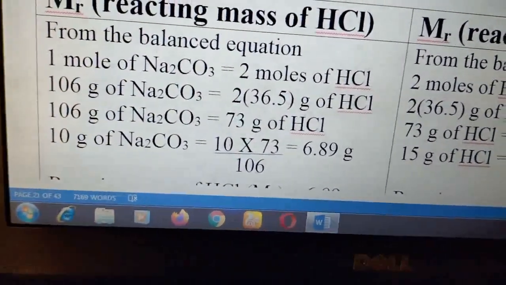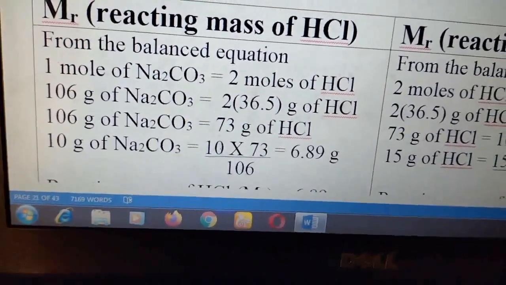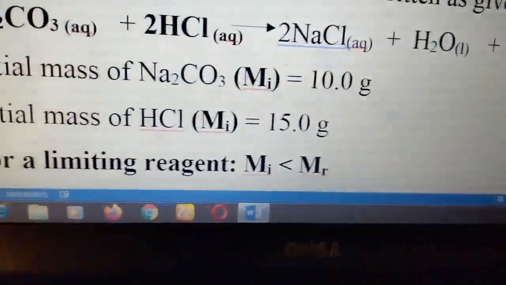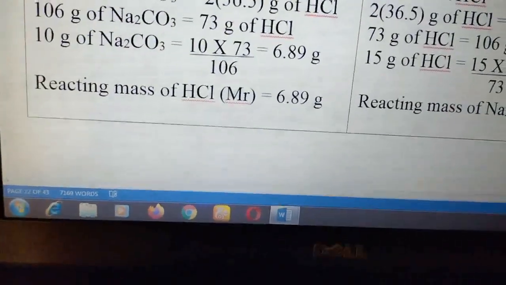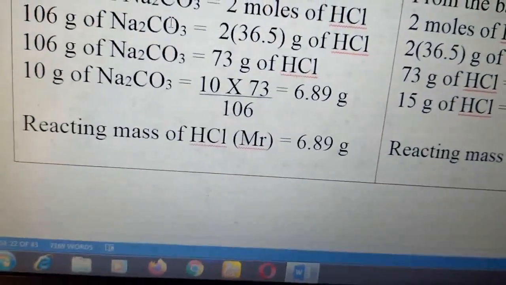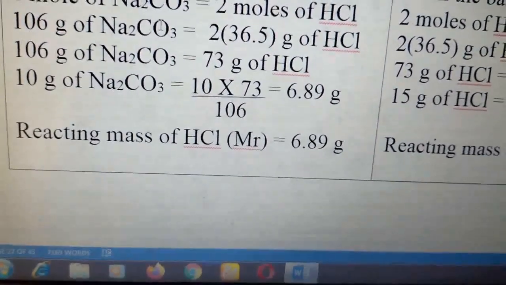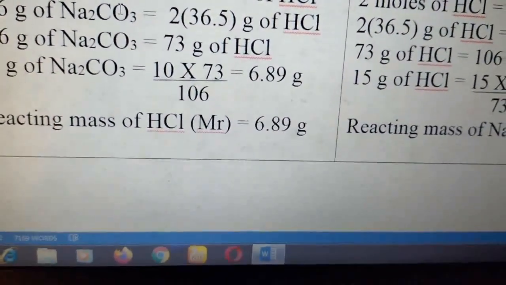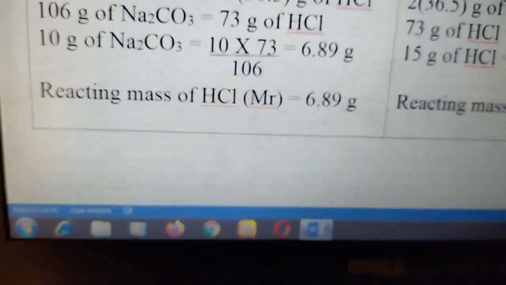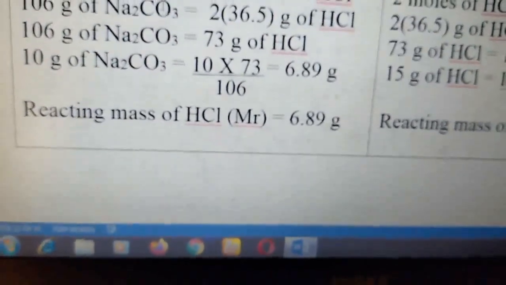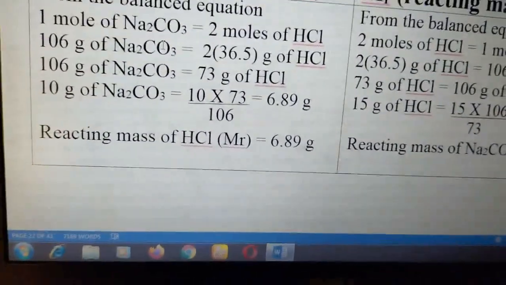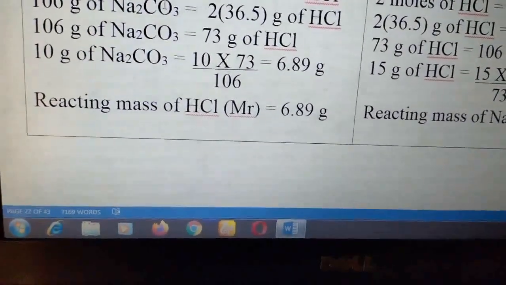Therefore, since we're working with sodium carbonate, 10 gram is the initial mass of the carbonate given to us in the equation. So 10 gram of carbonate will now react with 10 times 73 over 106. That gives us 6.89 gram of HCl. This is the reacting mass of HCl, the mass expected to be consumed in the reaction.